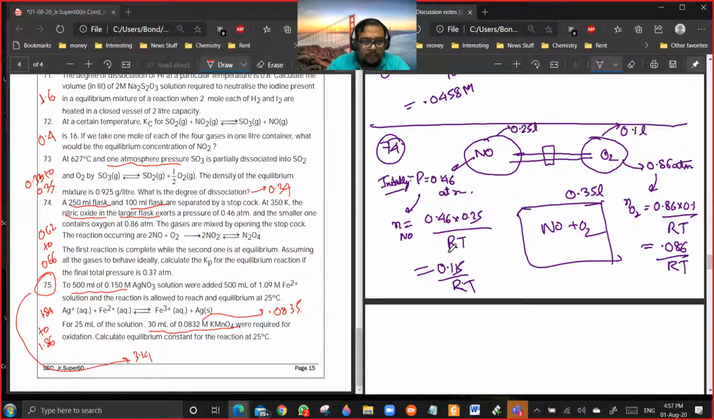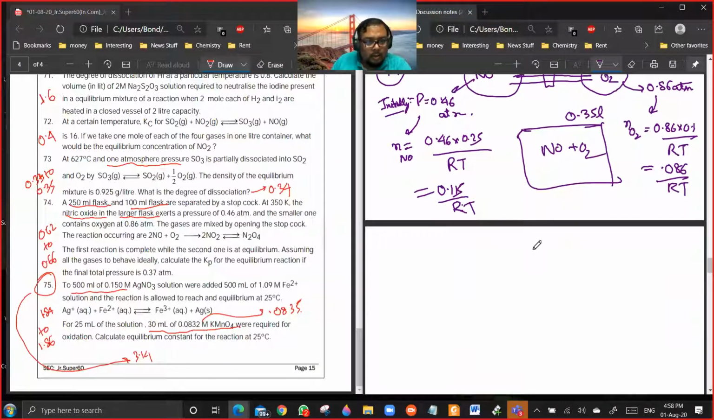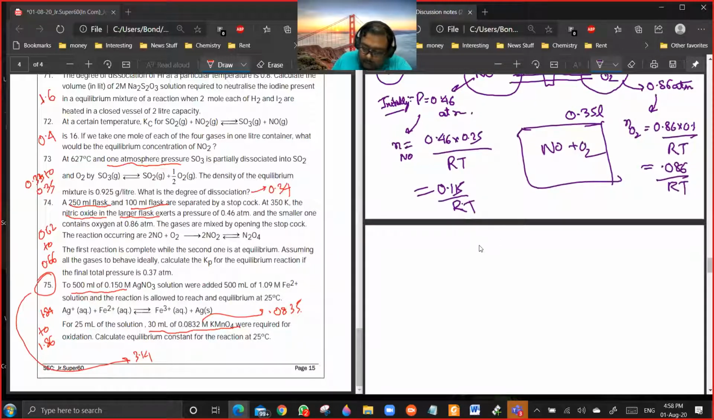Okay, now an equilibrium is established. Okay, so the first reaction is complete and the second reaction is in equilibrium. So you see first this reaction is taking place: 2NO plus O2 giving 2NO2. Initially you are having 0.115 by RT moles of NO, 0.086 by RT moles of O2, and finally now the reaction is completing.